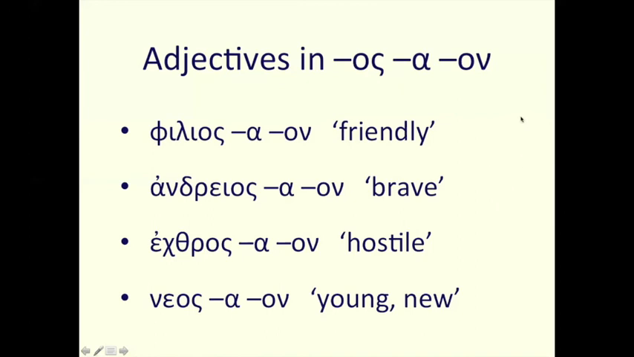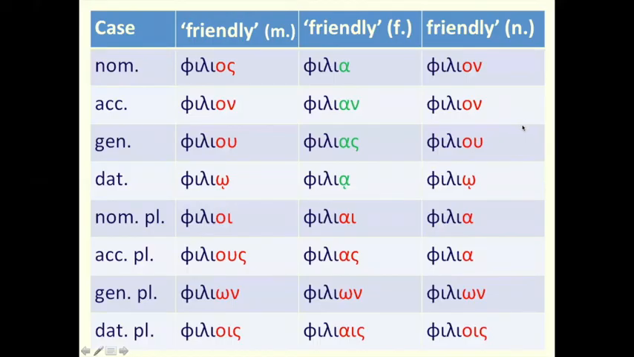To make that clear, here's a table. Notice that all the endings in red are exactly the same as what we had with sophos. The only ones that are different are the feminine singulars, which go philia, philian, philias, philiai. Everything else is the same.